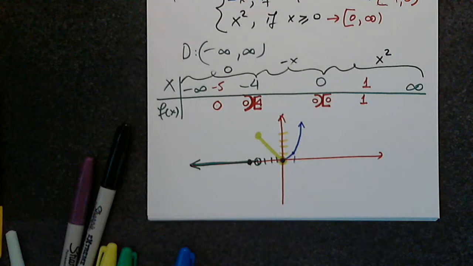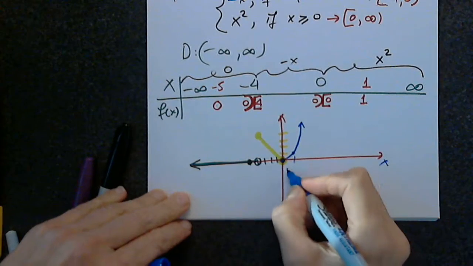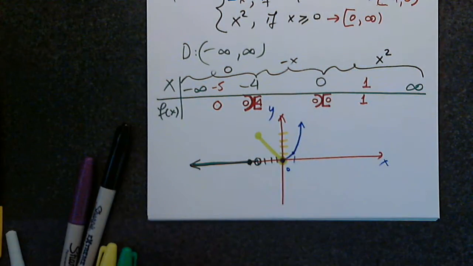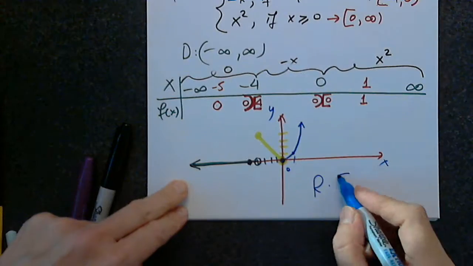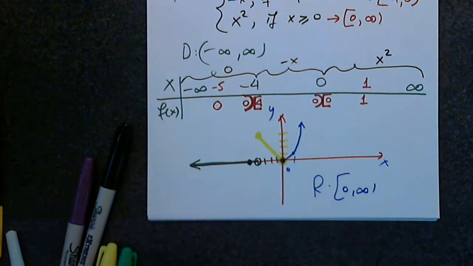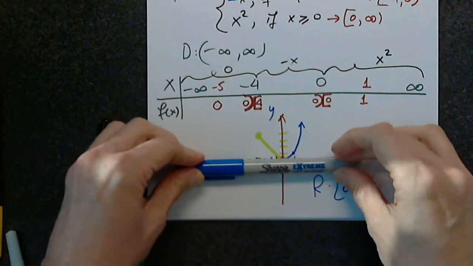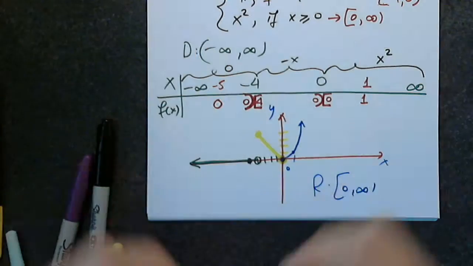Oh, I need more examples. This is just the first one. No worries. So I would like to identify the range from here. I see. 0 to infinity. Perfect. From the lowest y value till the largest y value.